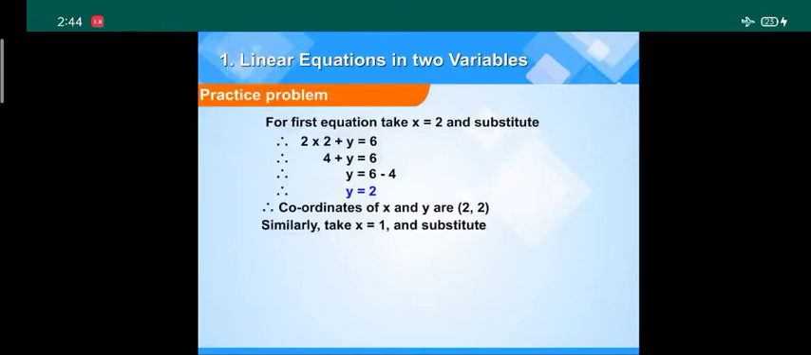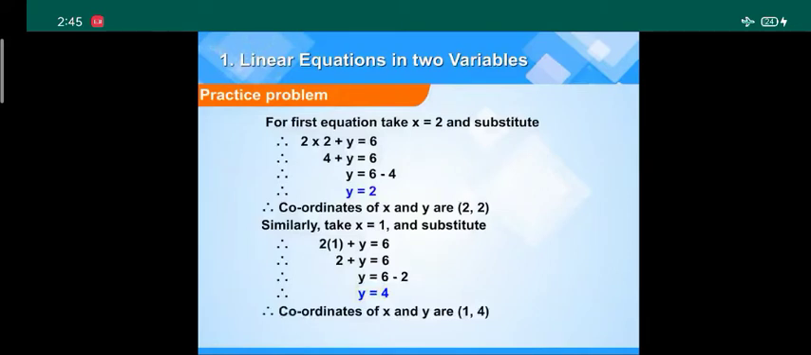Similarly, take x is equal to 1 and substitute. Therefore, 2 into 1 plus y is equal to 6. Therefore, 2 plus y is equal to 6. Hence, y is equal to 6 minus 2, which gives y is equal to 4. Therefore, coordinates of x and y are 1 and 4.